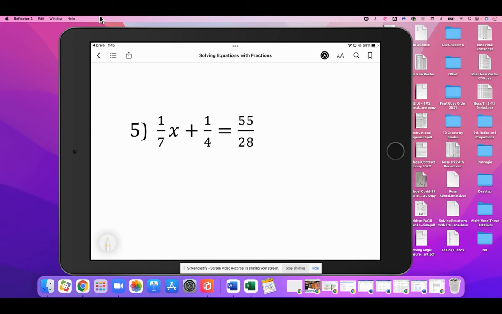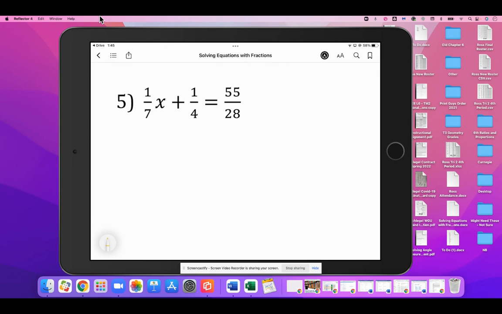Trying to move on to number 5. With number 5, we have denominators of 7, 4, and 28. Well, 7 times 4 is 28, so I know 7 and 4 both go into 28. So I'm just going to go ahead and use 28.